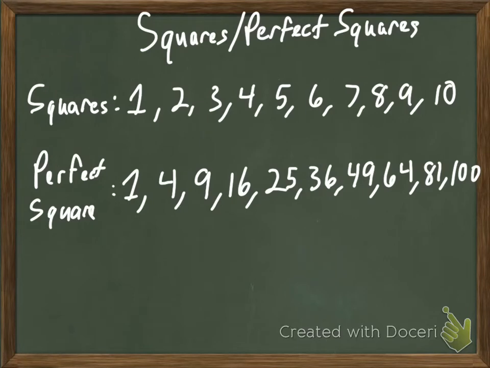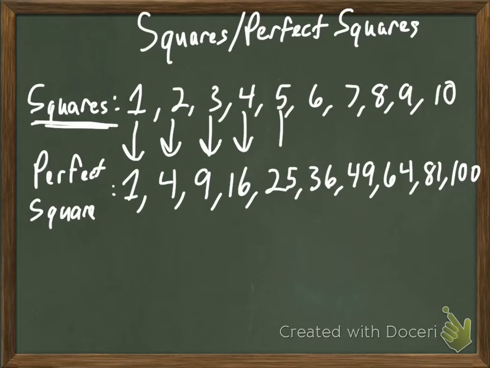So squares and perfect squares. I have these labeled here as squares. When we square them, we get down here. These are our original numbers, our original integers, and what we're going to do is when we square them, we get these numbers here. And these numbers are our perfect squares.